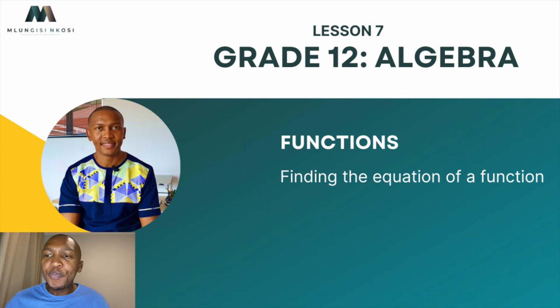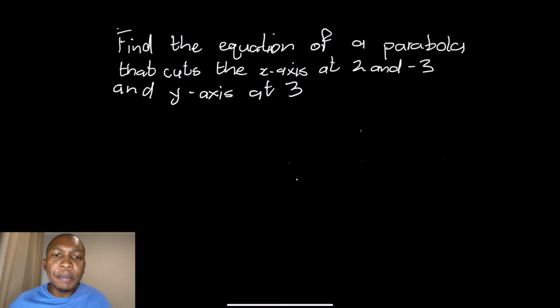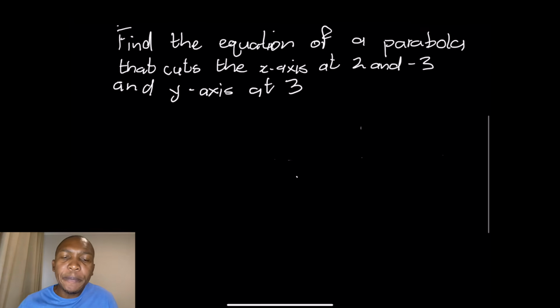All right, so today I wanted to look at equations that have to do with finding the equation of a parabola when you're given points. All right, so let's start with the first question. It says, find the equation of a parabola that cuts through the x-axis at 2 and minus 3 and y-axis at 3, okay? So now, let's try to look at that quickly.